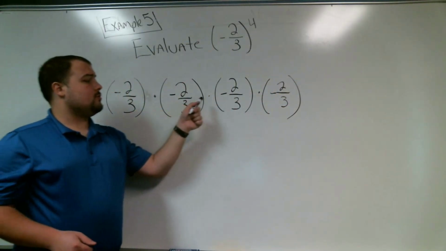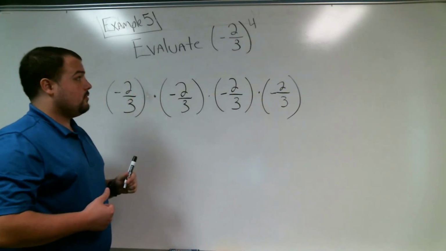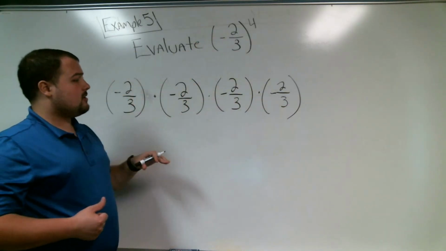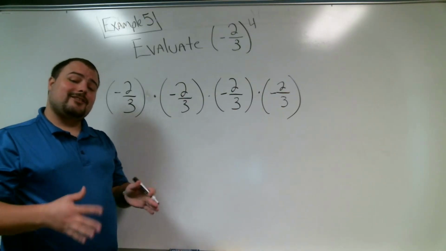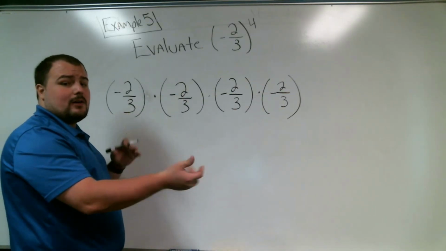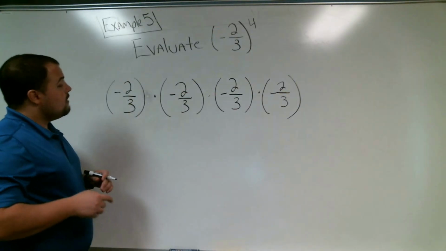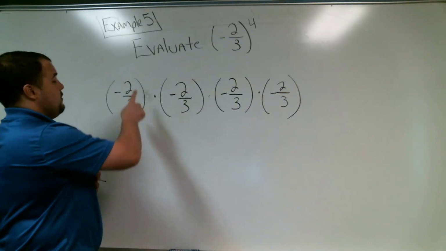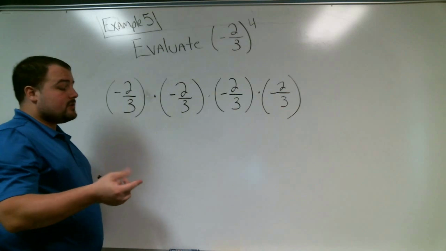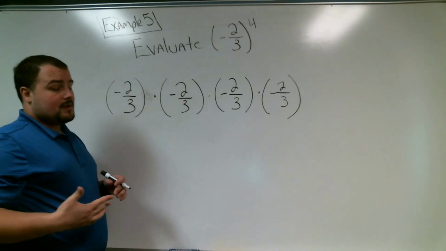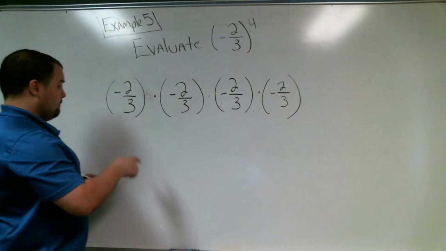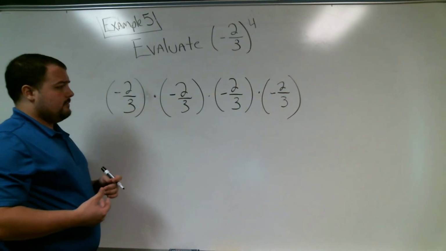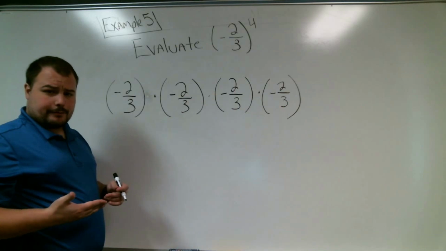So I have 1, 2, 3, 4 negative 2/3. And that's what that exponent told me. Now, evaluate means to solve. If you feel like you need to use your calculator, that's okay, but we're going to try to expand it out and solve it without a calculator. Whenever multiplying fractions, we multiply the tops first, and we multiply the bottoms second. But since we have a negative in here, we have to actually multiply the negative through first.